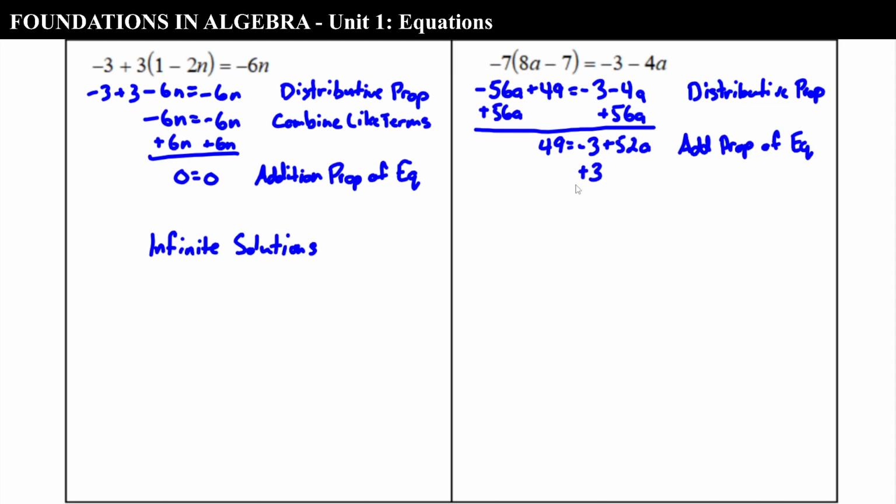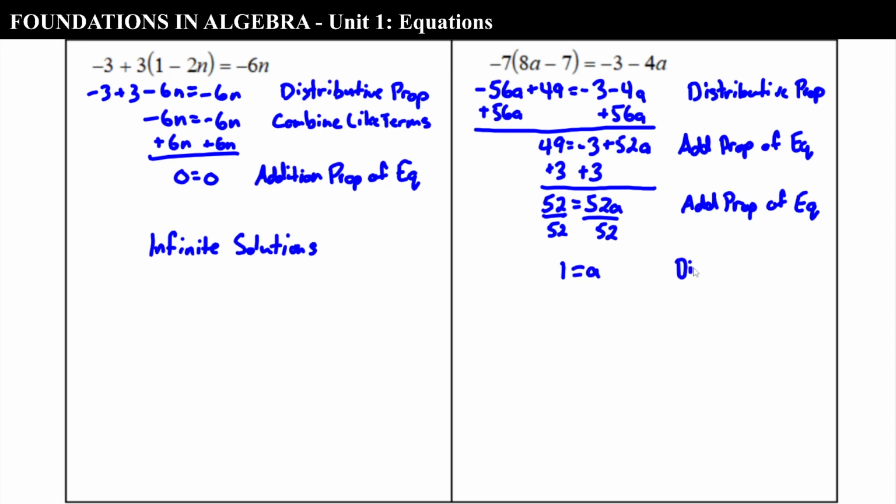Now we're going to add 3 to each side. And that's going to give us 52 on this side, 52a on this side. So this is, again, the addition property of equality. And then we divide each side by 52. And we get 1 equals a, and we got that from the division property of equality.